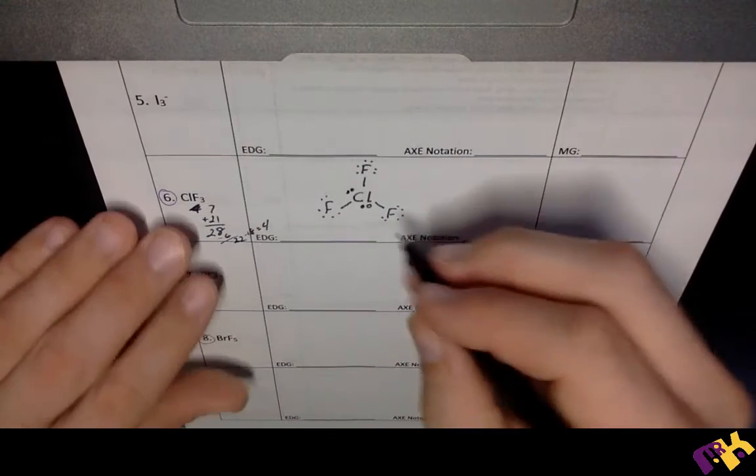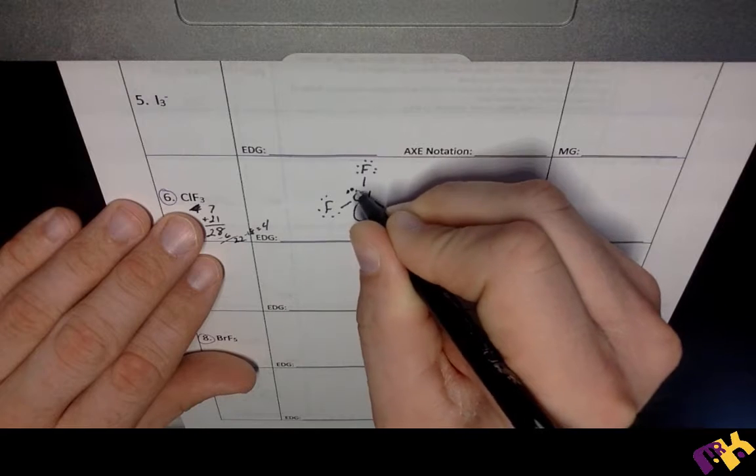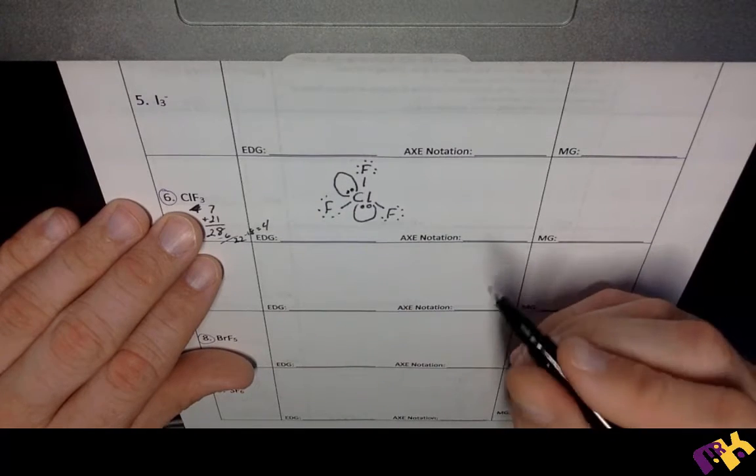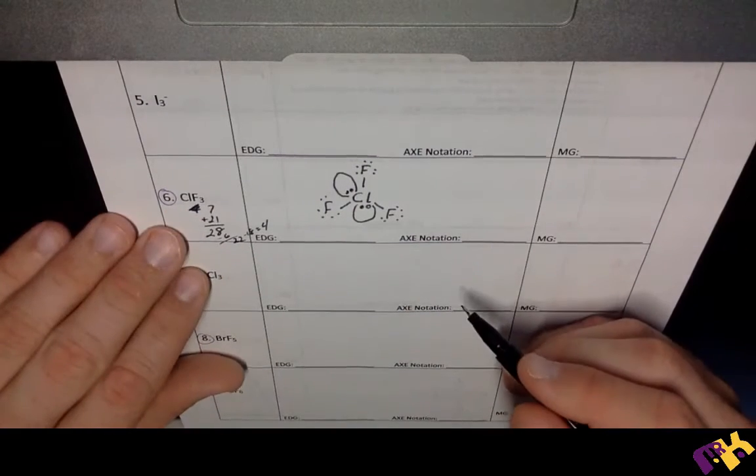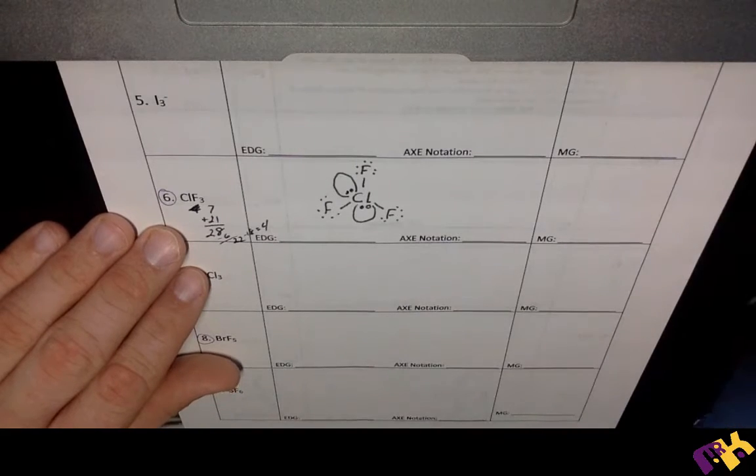Now, I'm going to put the lone pair bubble around these so I remember that these are lone pair electrons and they're on the central atom. All right, electronegativity values.